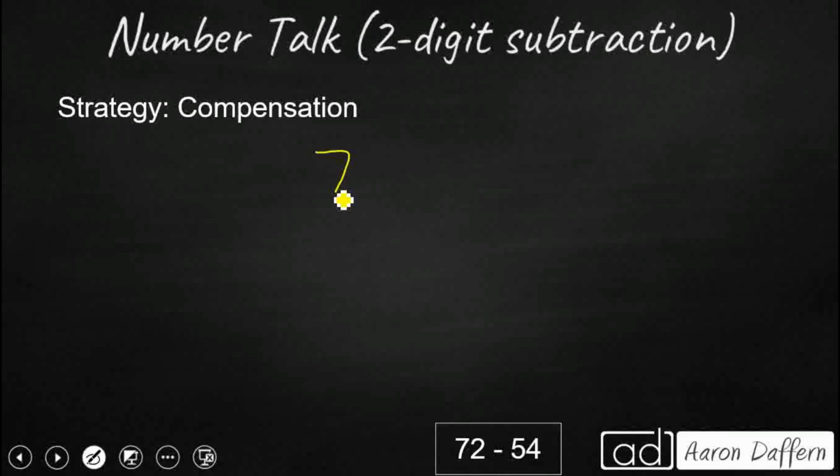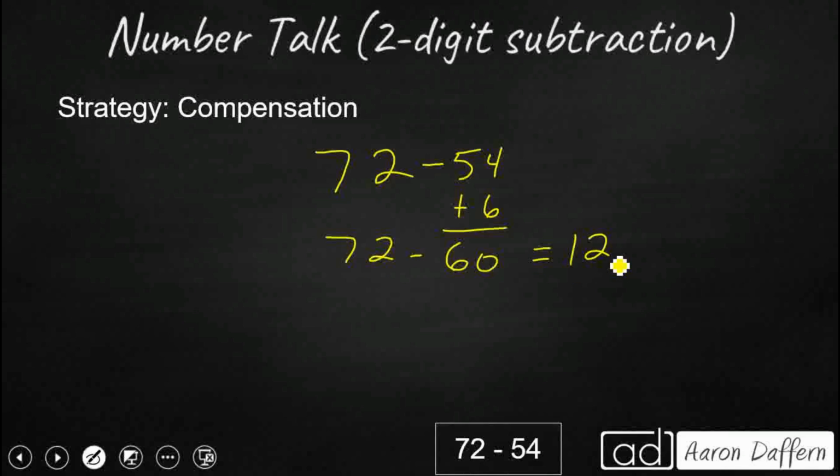Compensation, what this does is this changes one of our terms to make it a little bit easier to subtract mentally. So I'm going to take my subtrahend here, and I'm going to add 6. The reason I'm going to add 6 is because I know that I can get up to a 60 if I add 6. And take a look at this problem. 72 minus 60 is a lot easier. No regrouping necessary, so that's going to be 12.